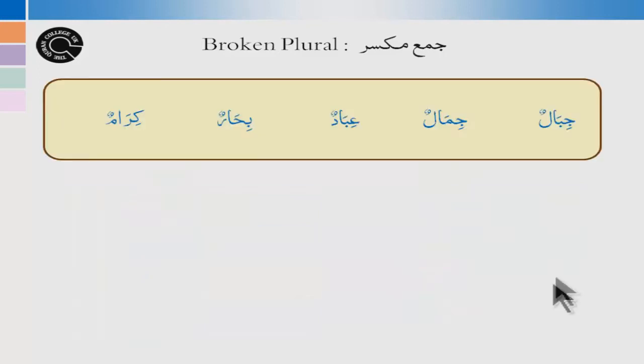And let's analyze them. Just put them in the row, and jibalun, jimalun, ibadun, biharun, kiramun, and let's see what is in common. The same tactics we will be using to make the template as to see other commons. The thing which is in common is that you can see that jim in jim is common, but they are not common in here, so that's not what you're looking for. The thing that we are looking for is the vibration. The first vibration which is in common at the first place, which is this one and that one and that one, is the kasra vibration.